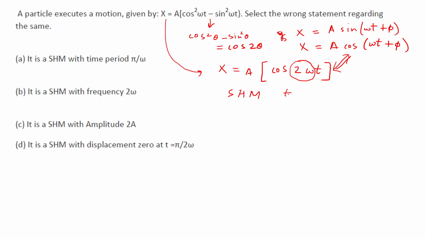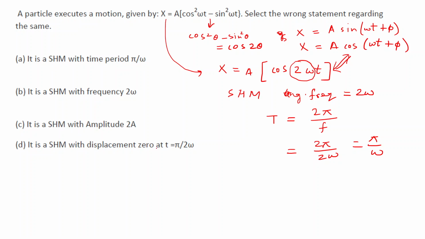Wait, this is the angular frequency. The angular frequency here is 2 omega. That means the time period, which is 2 pi by frequency, will be 2 pi by 2 omega. It will be pi by omega. So it is simple harmonic motion with time period pi by omega.